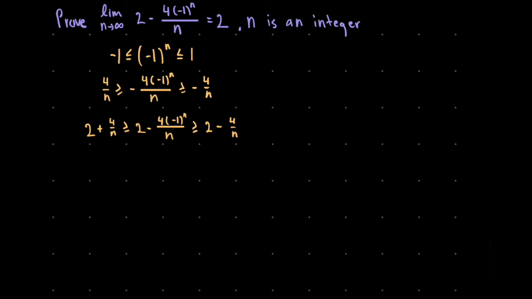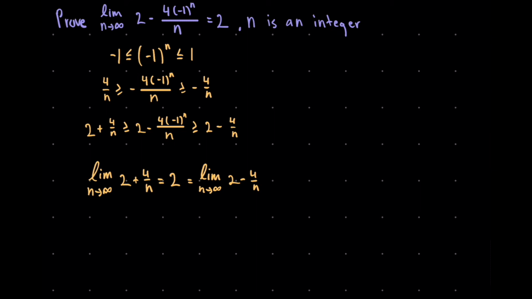Now we want to show that the leftmost inequality and the rightmost inequality have the same limits when n goes to infinity. First, we have the limit as n goes to infinity of 2 plus 4 over n. And when we take 4 over infinity, that's just 0, so this is equal to 2. And sure enough, it's the same story for the limit as n goes to infinity of 2 minus 4 over n, because 2 minus 0 is still 2.